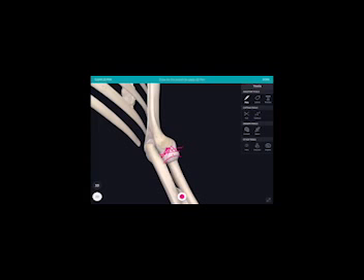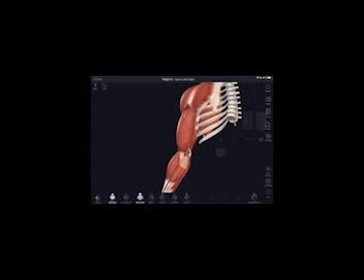Okay, so these three structures provide stability against varus force. So that was the ligaments, and now we're going to move on to talk about musculature. I'm going to divide it into different movements, and first let's talk about flexion.